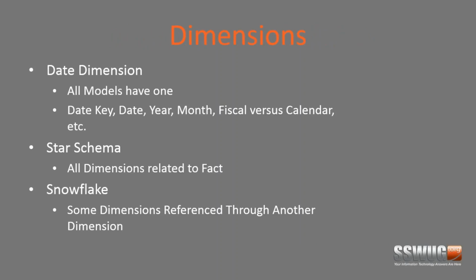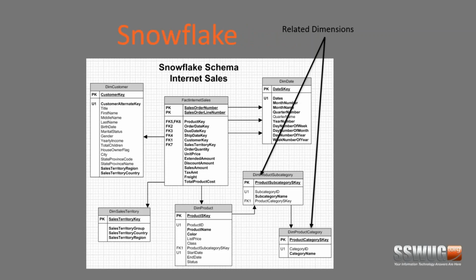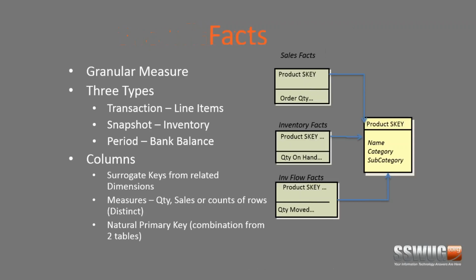So we saw the date dimension. All models in a dimensional model have a date dimension. That's why we picked it first in this demonstration. You know, the star schema we saw, all the dimensions are related to the fact, whereas in a snowflake, some dimensions are referenced through other dimensions. So here's our star schema we saw earlier, and then the related dimensions for the snowflake are like the subcategory and category to the product dimension. In the AdventureWorks database, there is a real good example of geography being referenced through reseller for reseller sales and through customer for internet sales. It's a really good example of using a reference type dimension.